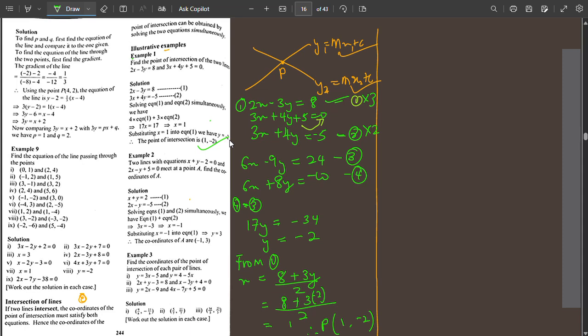It's very easy. It's just simultaneous equations. The only idea in here is to find the point of intersection of 2 lines, and we need to solve them simultaneously. So in example 2, it's the same thing. We'll solve this equation and then this equation simultaneously to find the point of intersection.